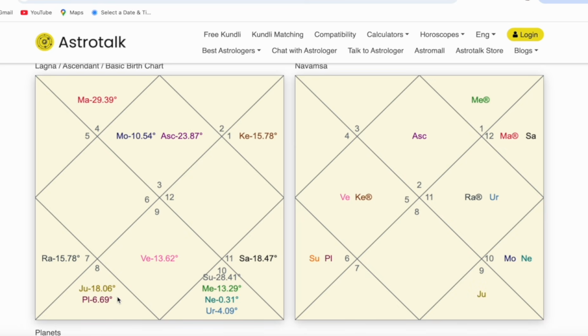So this person is already of the right age. As I said, I'm not going to share too much about the person, but let's just focus on this birth chart and see when they can get married.